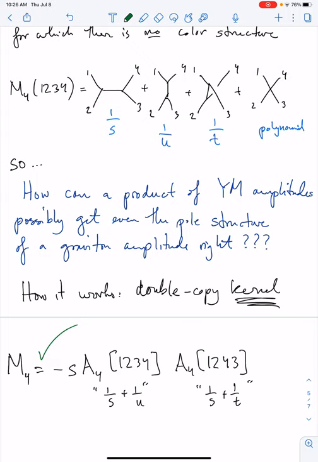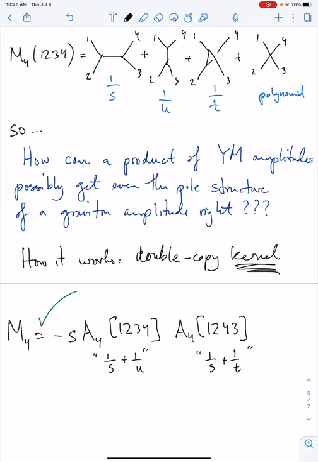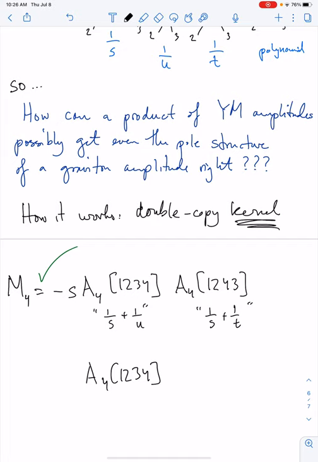But that's not the only thing I could have done, of course. Another thing I could have done is to have taken the same amplitude and multiplied it by itself. So the same color ordered amplitude with orderings 1, 2, 3, 4, 1, 2, 3, 4. What would I get now? Well, now I'm in the situation where I have S and U channels in both of them. But I don't have a T channel. So in the product, I'll get double poles in the S channel and the U channel.